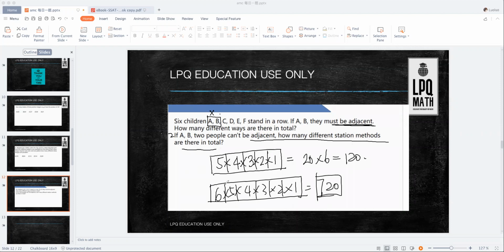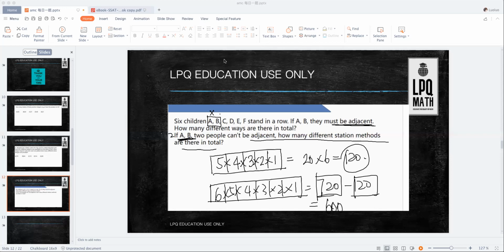But I don't want A and B standing together. So all I need to do is just minus the positions where they stand together. There are only 120 possibilities, and minus that equals 600. That's 600. Get it, Emma? So this is how we do this question.